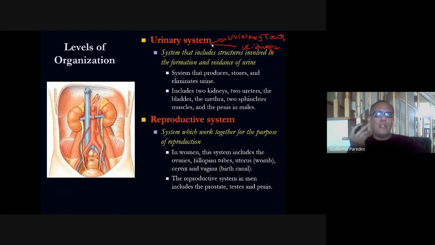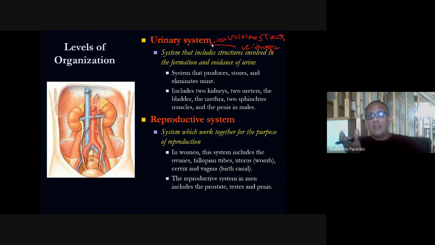We are going to make a division of upper and lower urinary tract. The upper urinary tract includes the kidneys and the ureters, and the lower urinary tract includes the urinary bladder and the urethra. That is the urinary system. At this moment, this is just a review.